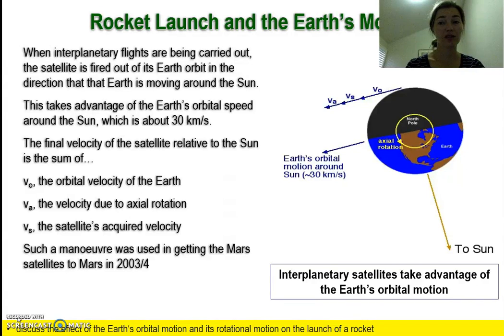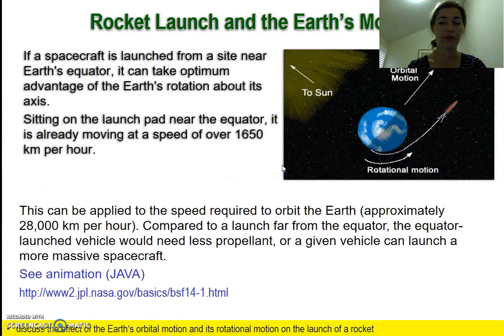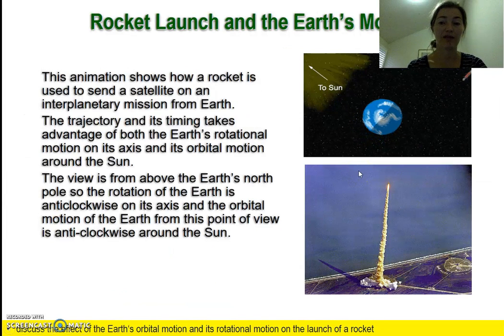Okay, the next slide gives a bit more detail and adds another graphic to this. This is what I was mentioning, the vector nose to tail addition. And also this slide is basically just reiterating that if we launch close to the equator, then we can add to that rotational boost, and there's a little video there. Okay, so that rotational motion adds a velocity boost to the rocket.